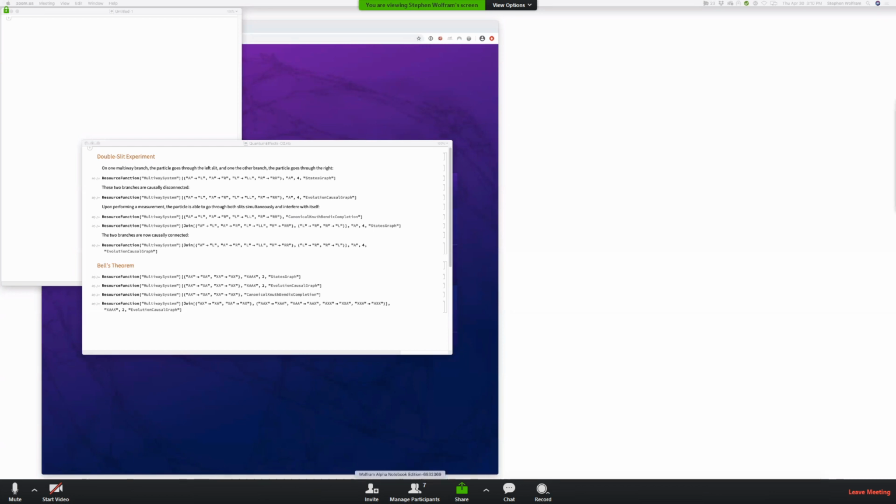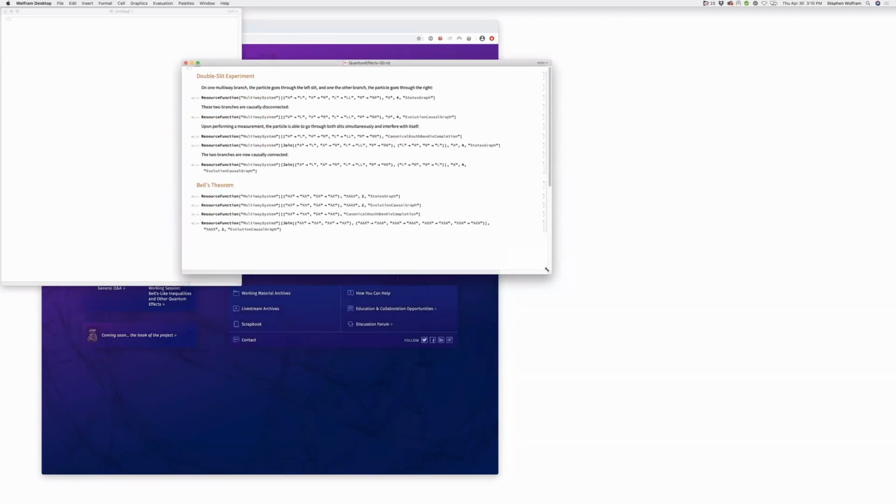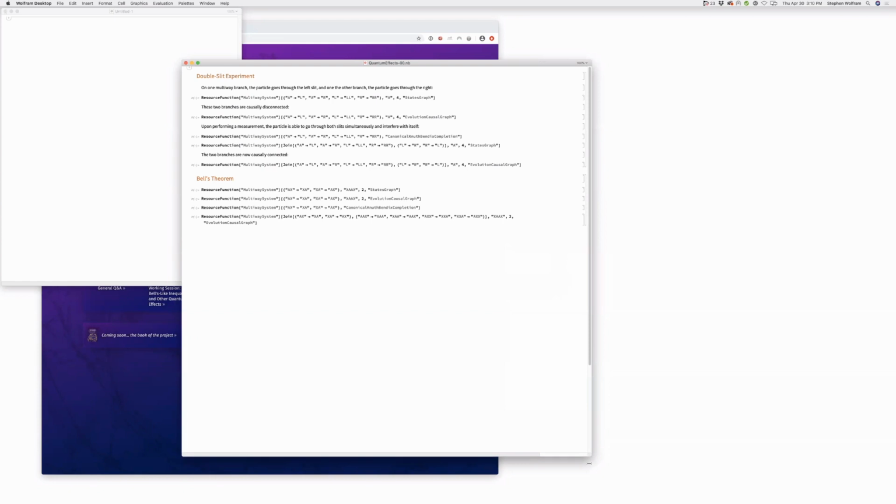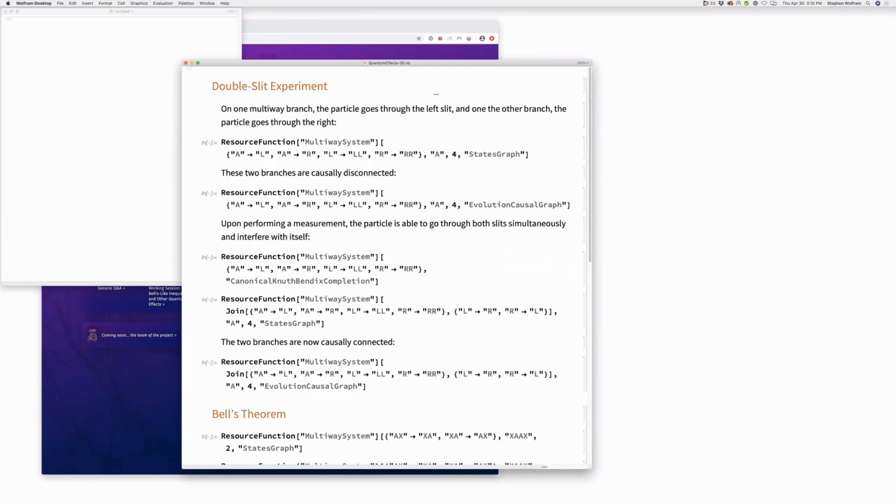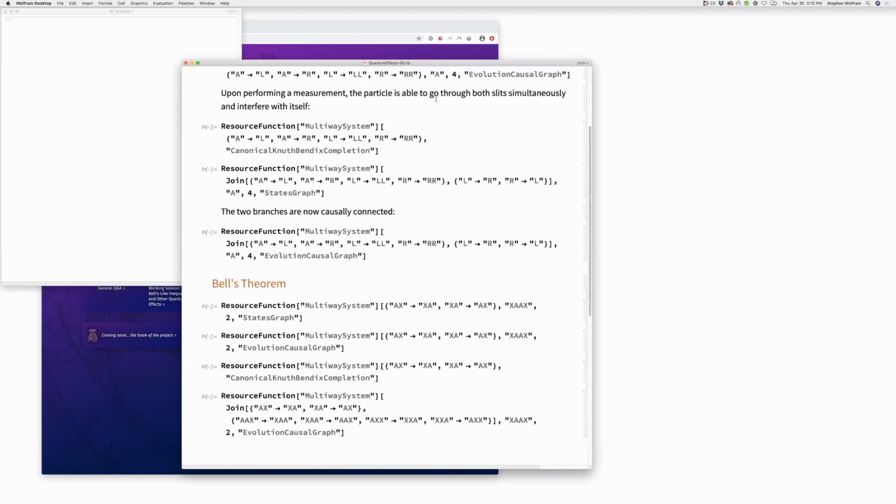So I'm going to go ahead and share my screen here. Great. Okay, so Jonathan has prepared, let me make this a lot bigger. We're going to concentrate, I think, at first on the double slit experiment and Bell's theorem.